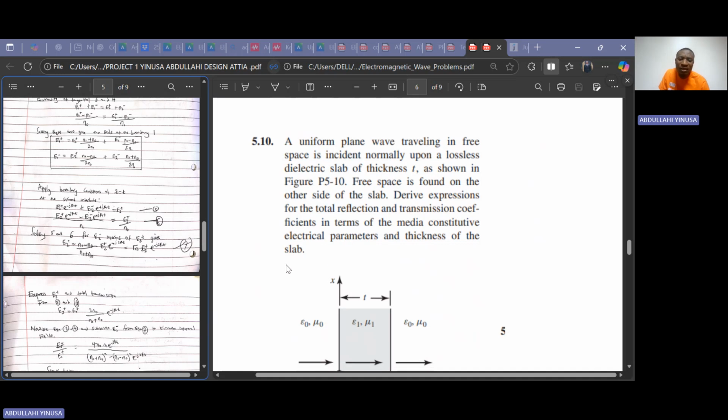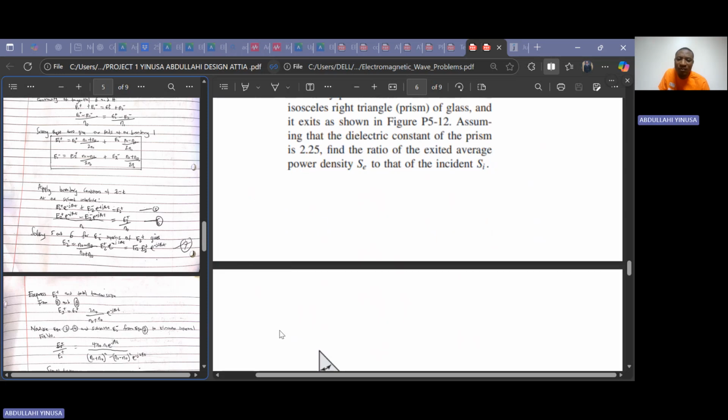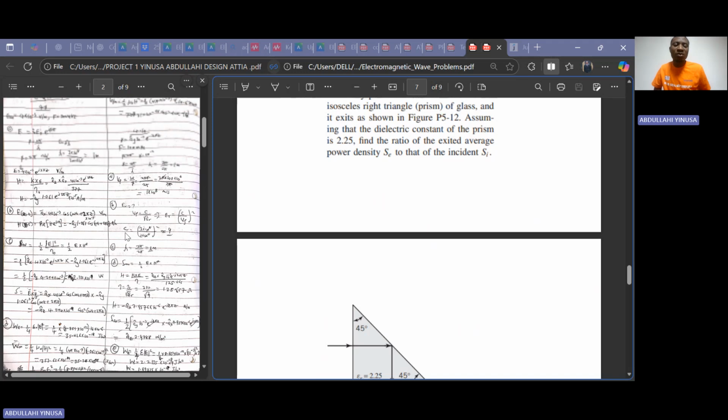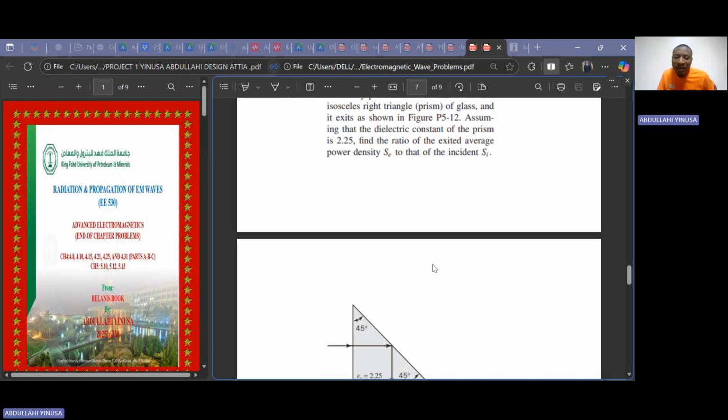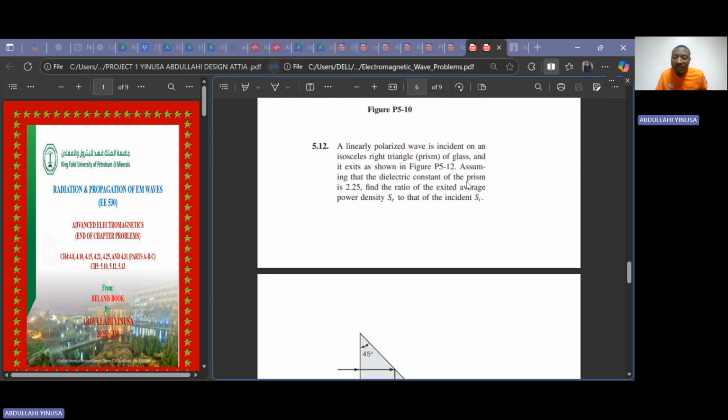Going forward to the next question, that is 5.2. What is 5.2 telling us to do? Let's first explain the whole concept so that when we go back, you'll be able to understand better. It tells us that a linearly polarized wave, let's assume that the dielectric is present, gives epsilon r to be 2.25. Then we are to find the ratio of the transmitted average power density to that of the incident wave.